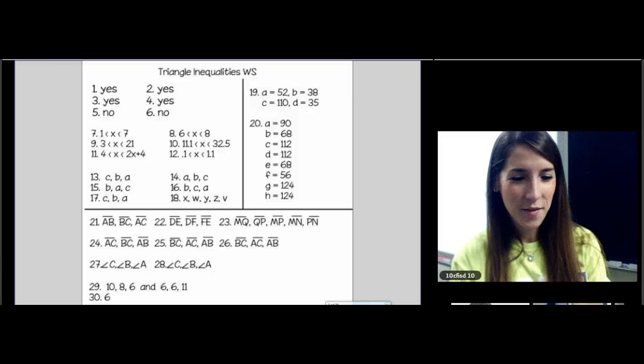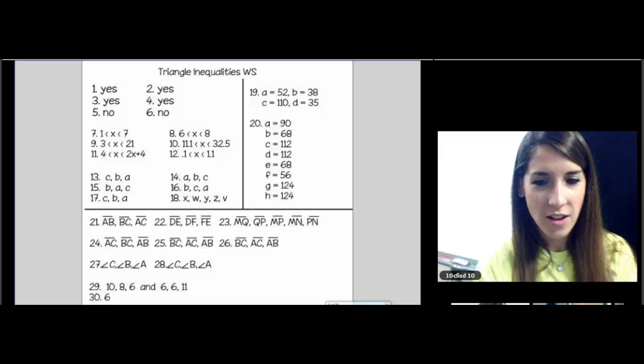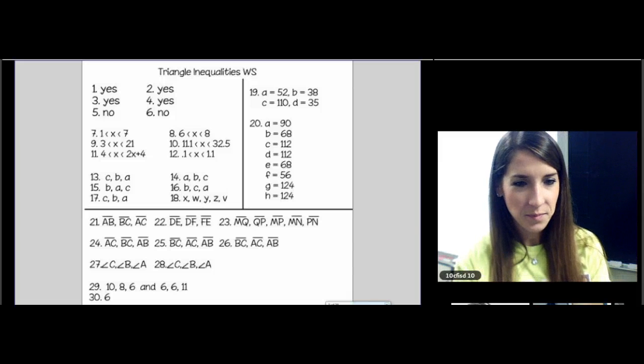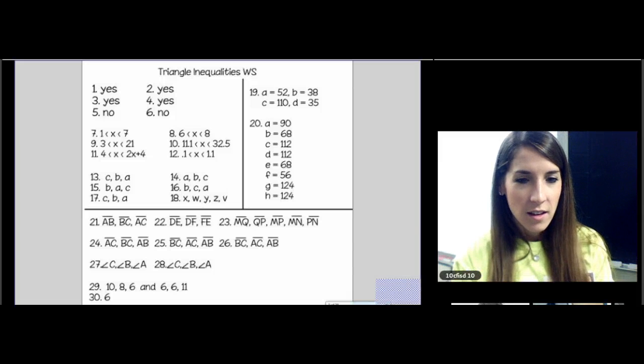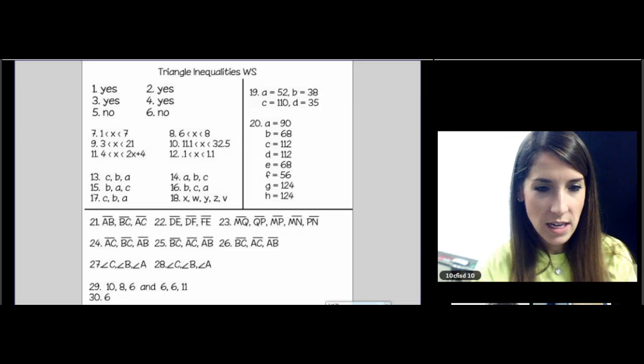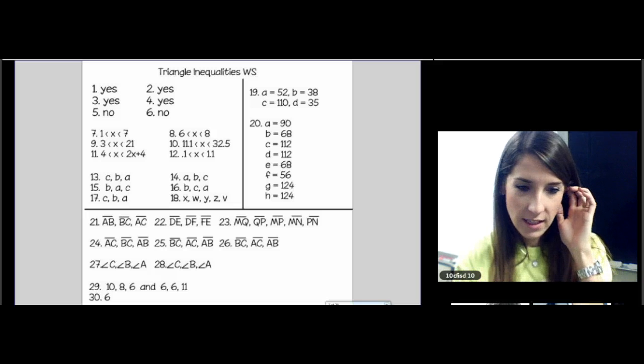Yeah, kind of like an unfolded pyramid. Okay, here are the answers to the triangle inequalities worksheet. This was a very good homework. It covered everything that would need to be covered as far as triangle inequalities.